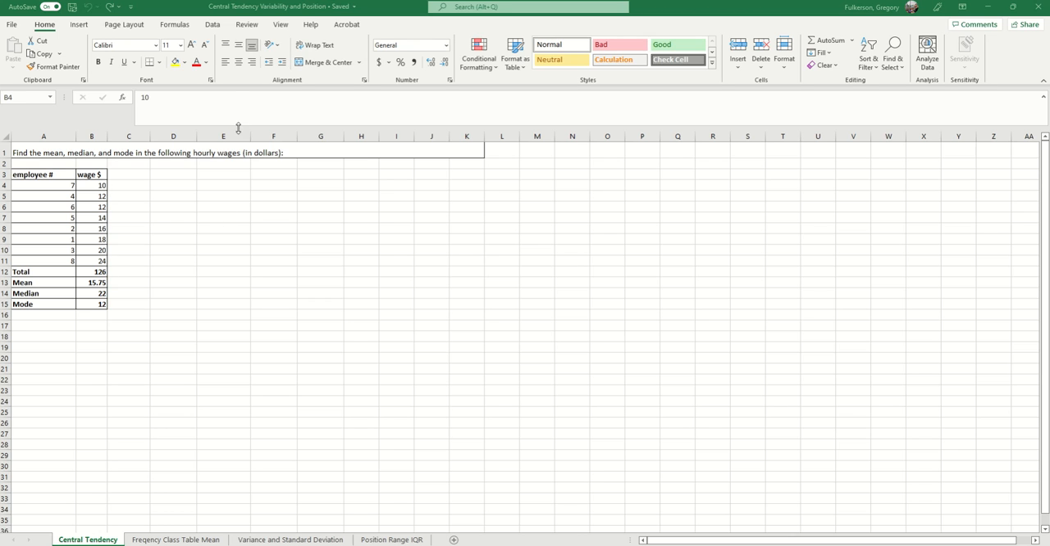Hi, this tutorial is going to look at our Excel calculator for central tendency, variability, and position, and I'm on the central tendency tab. In this problem we're just looking at some hourly wages for some employees. These are the employee numbers because names are being anonymous here. And you'll notice that the wages are sorted from lowest to highest.